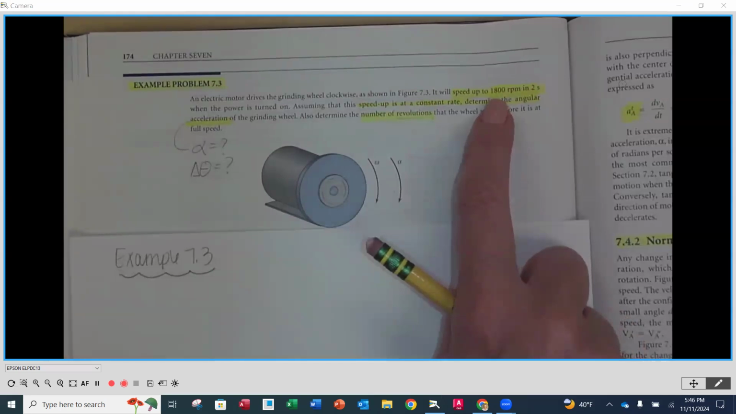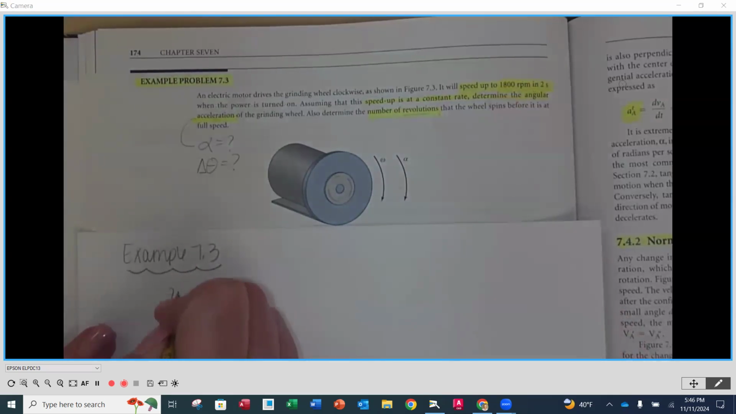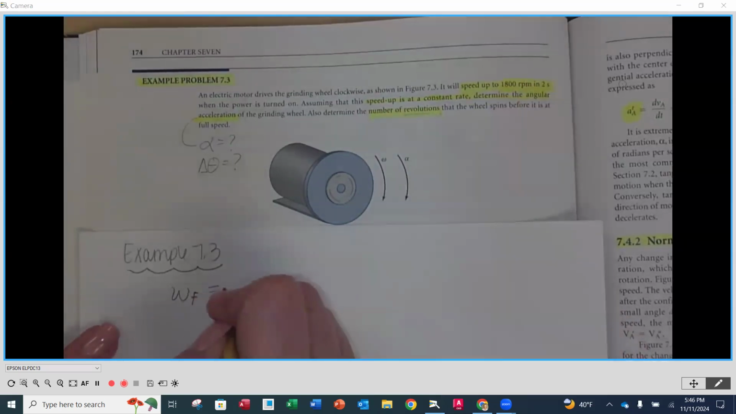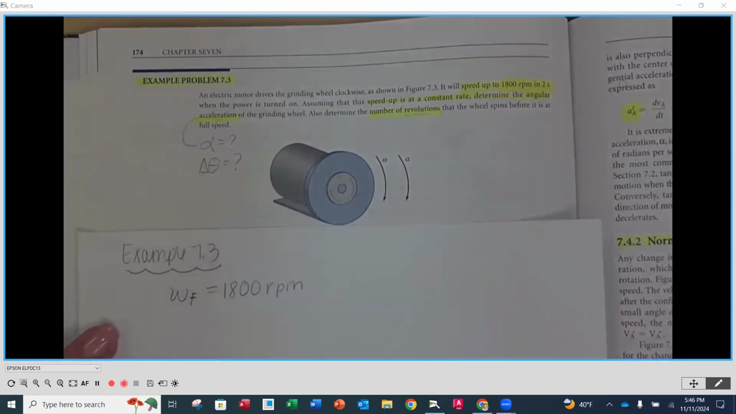Would it be A? Would it be alpha? Would it be W? Yep, final W. Thank you, Lex. So angular velocity final. So we're going from nothing and we're speeding up to, thank you, Jack, as well. It's going to be equal to 1800 RPMs. Then we've got 2 seconds.